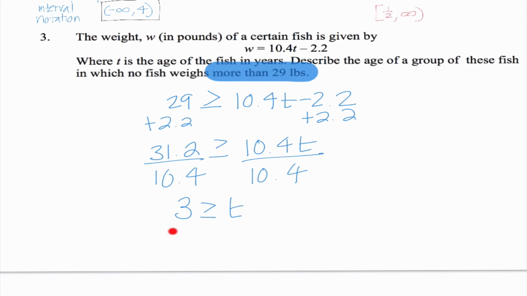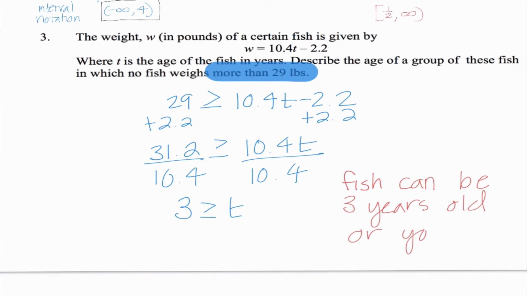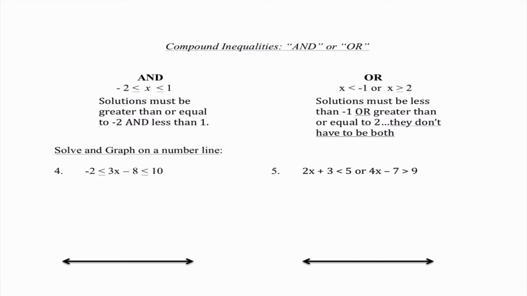So the way that I would actually read this is that no fish can be 3 years old or younger. Okay, because this is telling me all fish that are less than or equal to 3, and I know that t represents their age. So when we have an inequality word problem, we just need to put a little bit of thought into it. Now let's go ahead and get into some harder ones.